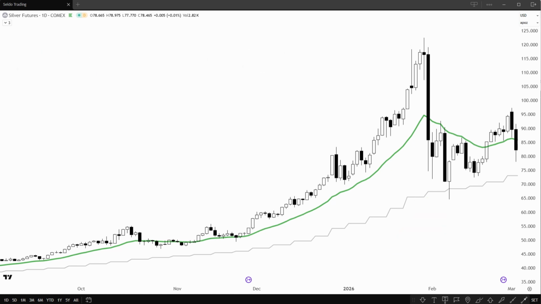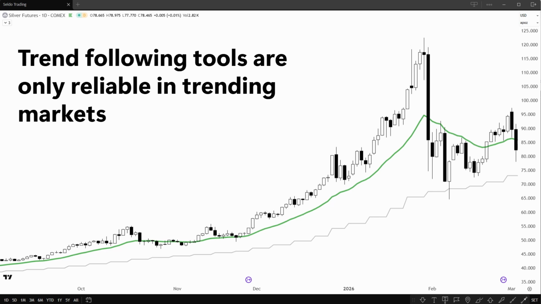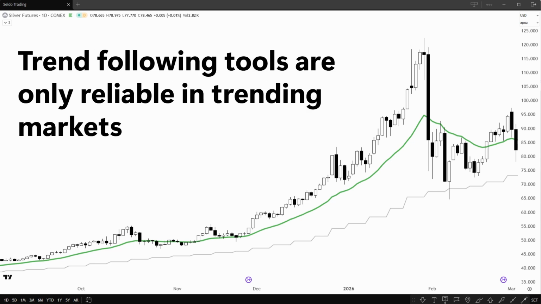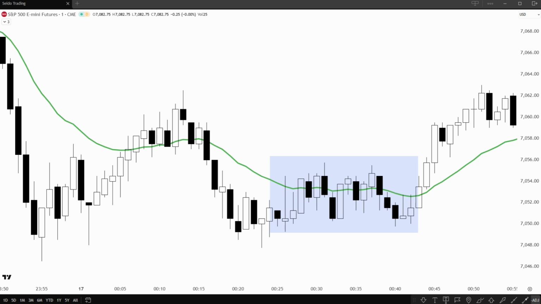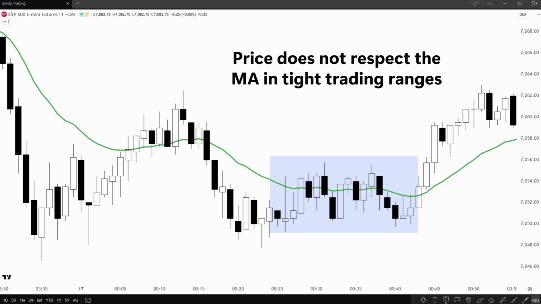Moving averages and trend lines are trend following tools. That means they only work when the market is trending. Trend following tools should not be used within the context of tight trading ranges, as we discussed in lesson 2. In a tight trading range, price oscillates above and below the EMA, producing unreliable signals.